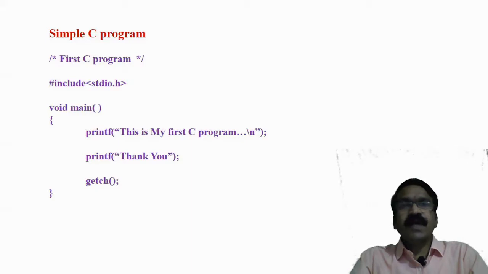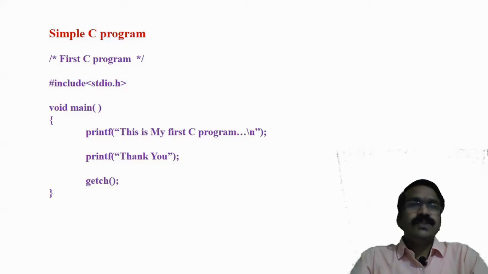The next statement I have written as a printf, that is a keyword to display the message. In double quotes I have written thank you, means as it is the thank you will display on the output device. Then the next statement I have written is getch. Getch is get a character. That is a keyword or a function used in C to read a character from the keyboard.